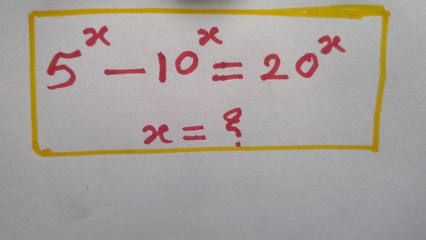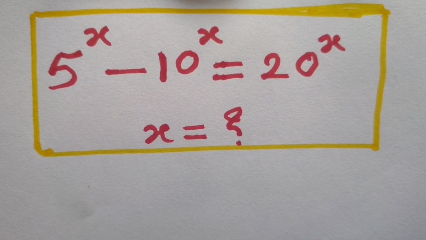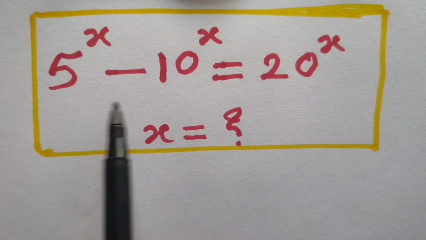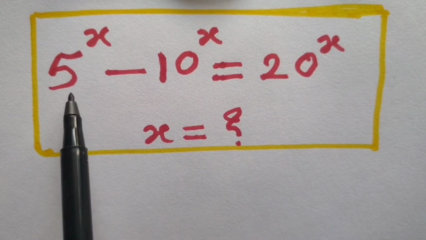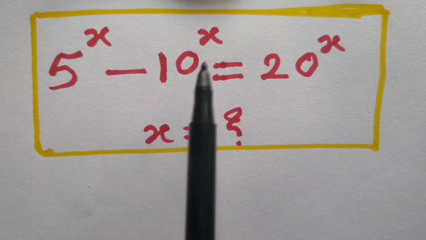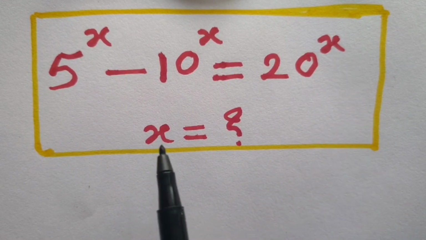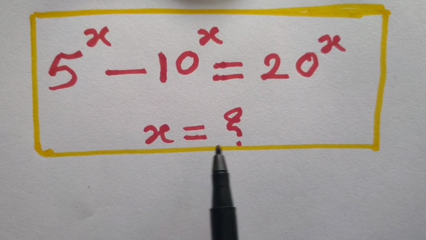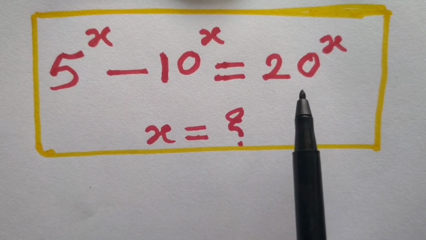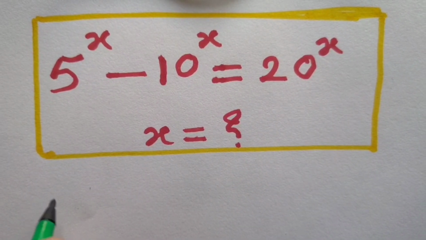Hello everyone. In today's session, we are going to solve this exponential equation: 5 to the power x minus 10 to the power x is equal to 20 to the power x. We have to find out the value of x which satisfies this equation. So, solution for this.